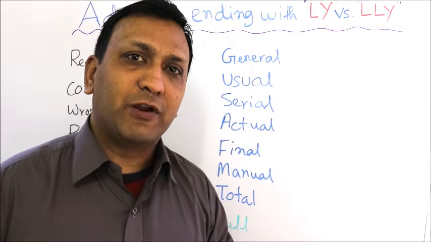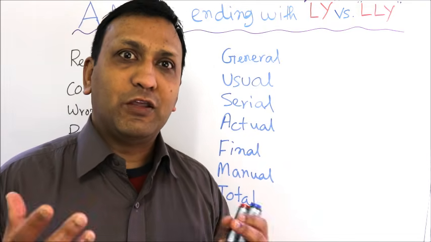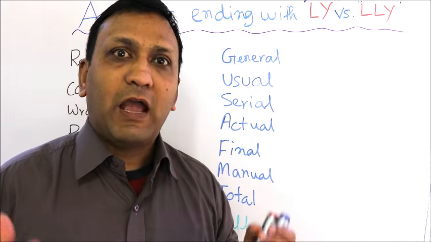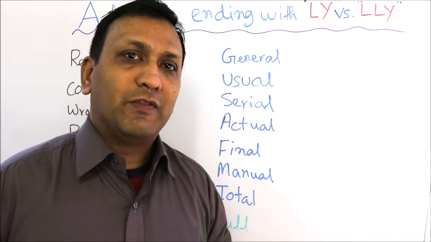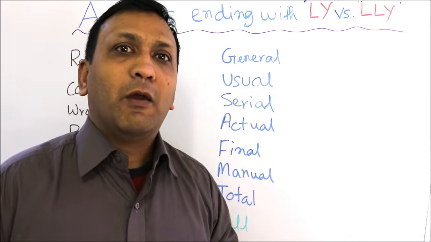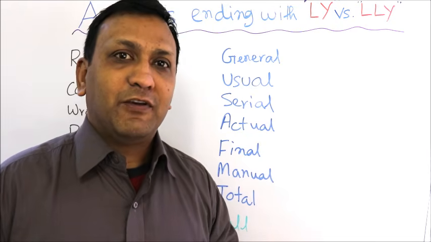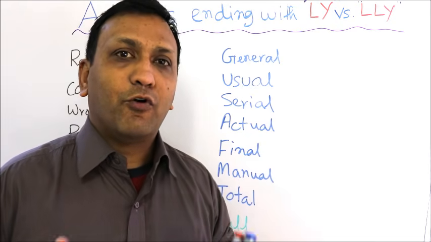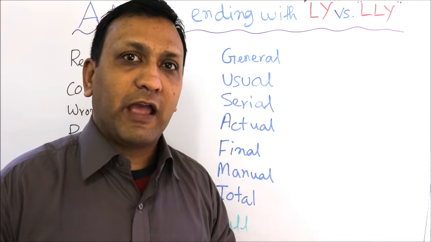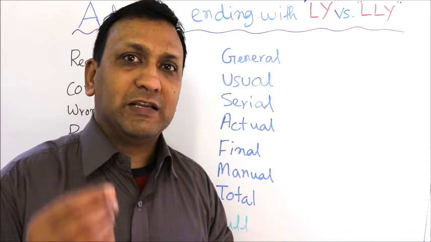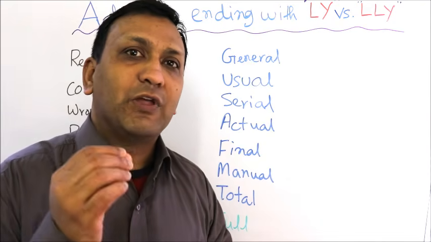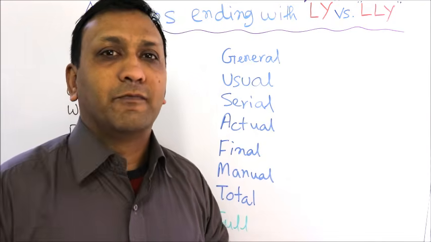Dear friends, today we are going to learn how we can use LY or double LY at the end of an adjective. We all know that adverbs end with LY or double LY, but many students, especially students coming from non-native English-speaking countries, have a lot of trouble figuring out where you have to add LY or double LY to the end of the word.